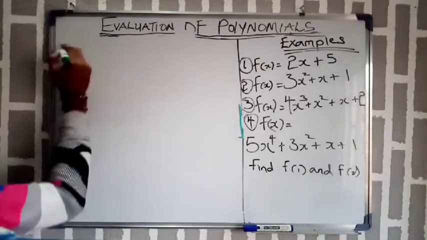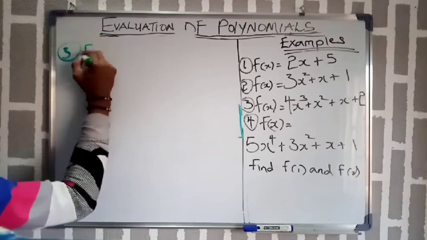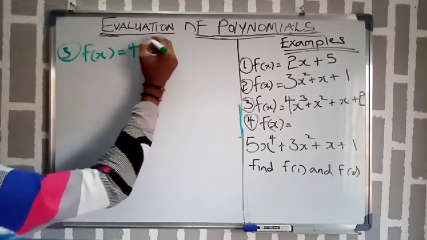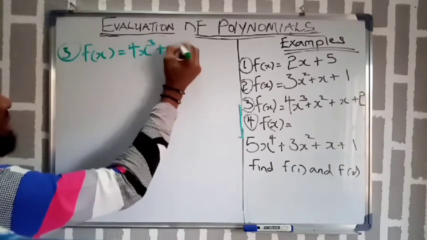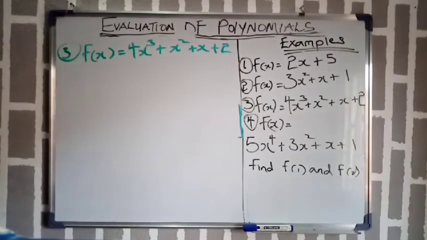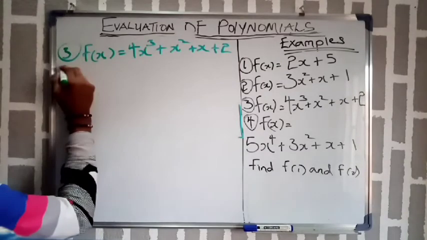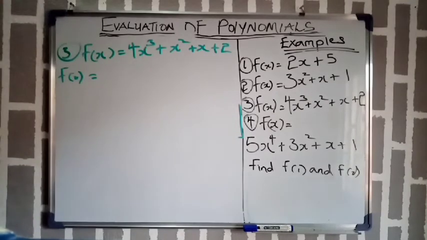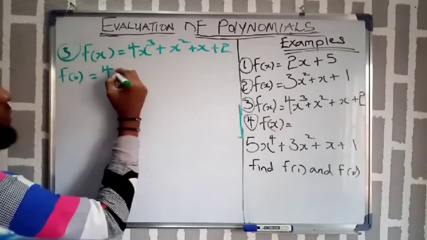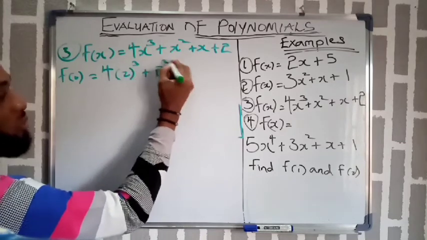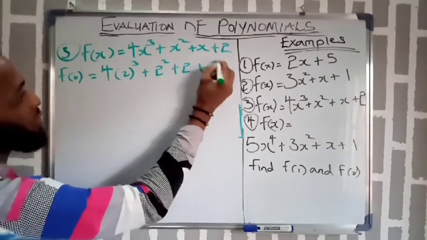Then over 3, f of x equals 4x cubed plus x squared plus x plus 2. Okay, let's find f of 2. This would be 4 times 2 raised to the power 3 plus 2 squared plus 2 plus 2.